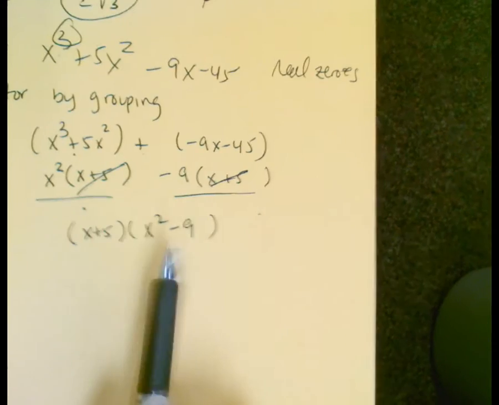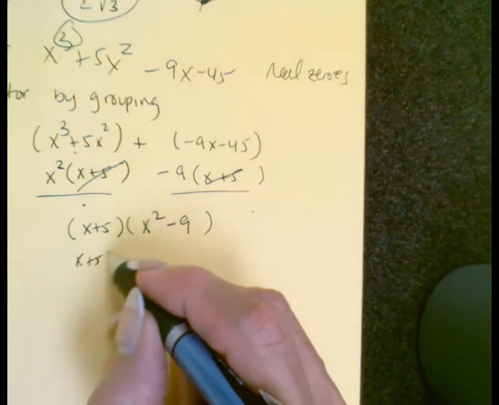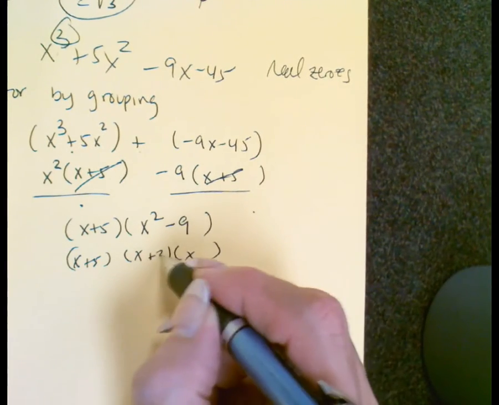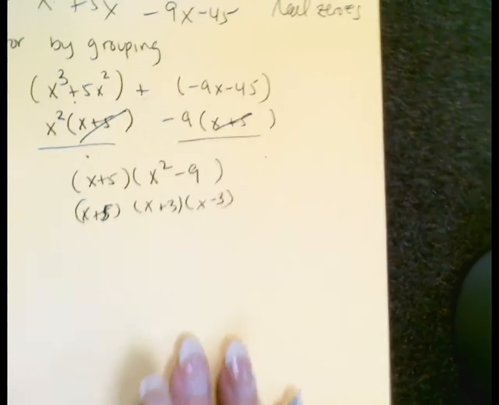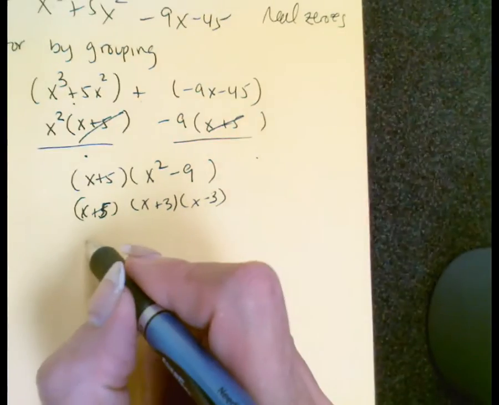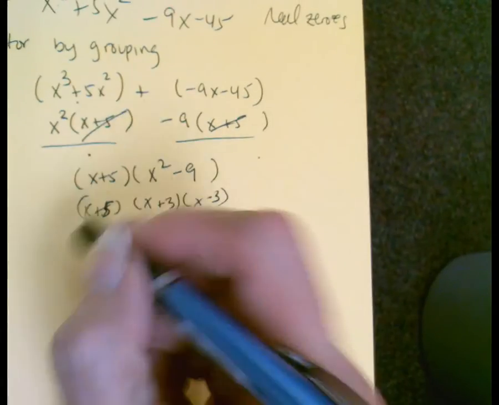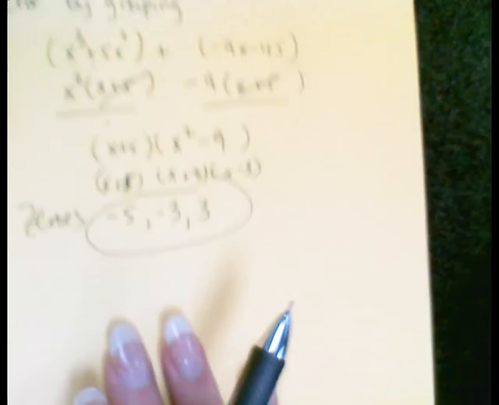Now this is a linear factor. This one can go further. See how this is a difference of 2 squares? Hopefully you know how to factor a difference of 2 squares. X and x, plus 3 and minus 3. Now you have 3 linear factors. Once you get it into linear factor mode, then you can tell me your zeros. -5, -3, and 3. Those are your zeros. And remember how we said there was at most 3? We found them all. There's no imaginary roots here.